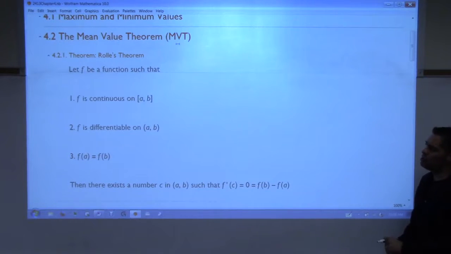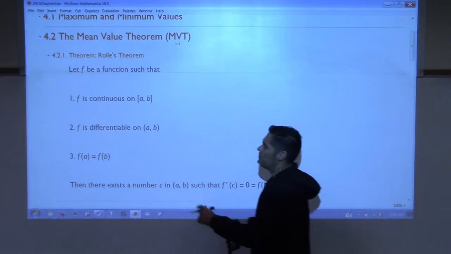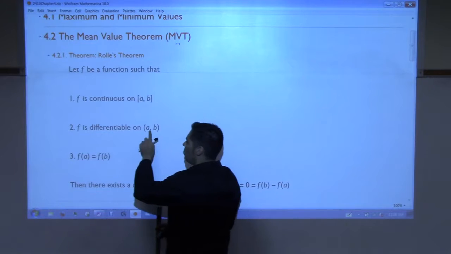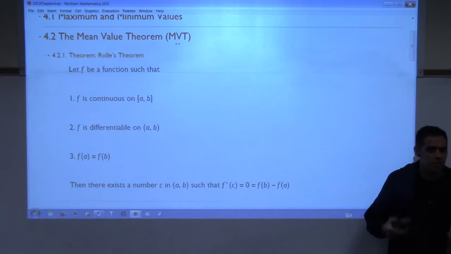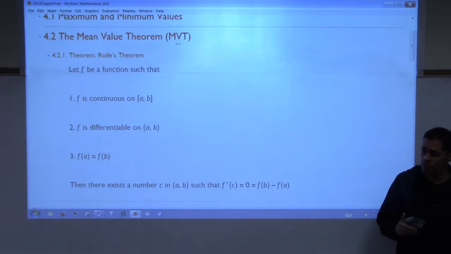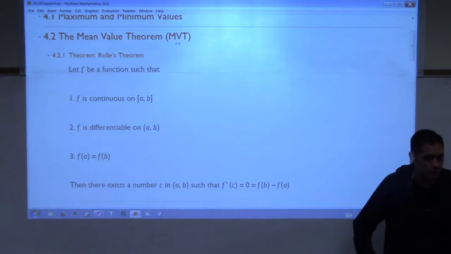Let's also assume that this function f is differentiable on the inside. So on the inside of the function, it's differentiable. That means no corners, no cusps, no vertical tangents. It's okay if the derivative is 0, but the derivative has to exist. It has to be differentiable.